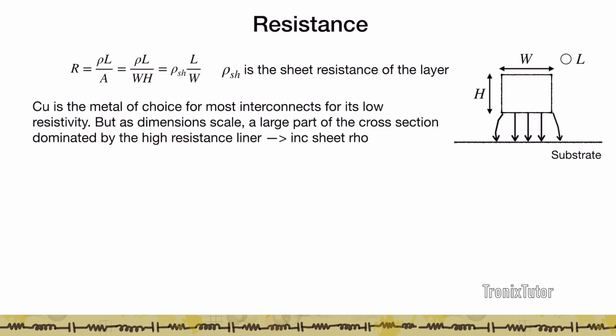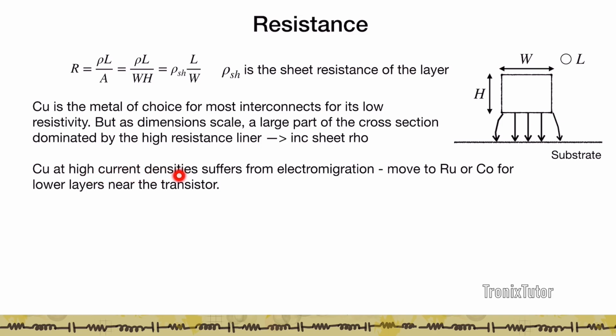And so as you scale the dimension of the interconnect, in addition to the cross-sectional area reducing, because a large part of the cross-section is also dominated by the high resistance liner, the resistance of the wire keeps increasing. Now, copper at very high current densities suffers from electromigration. Electromigration is a process by which, because of the high currents flowing in the line, they transfer some momentum to the molecules of copper in the lattice, causing the molecules to move because of the current, leading to a line becoming short or open.